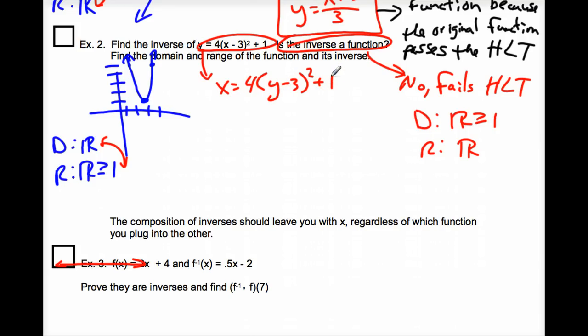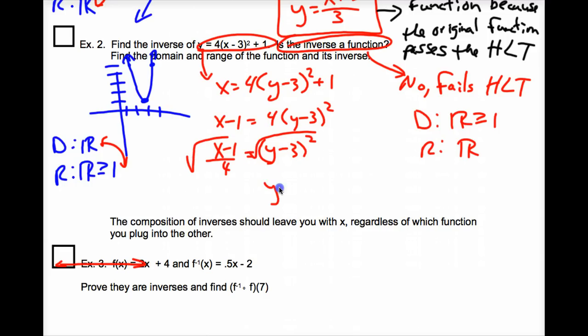And get the y alone. Subtract 1. Divide by 4. I've got y minus 3 squared. I like to do reverse order of operations, so I'm going to deal with the parentheses last. So I'm going to square root it this time.